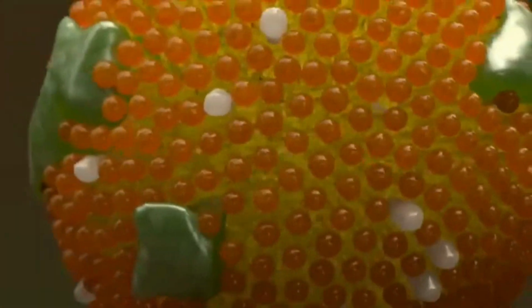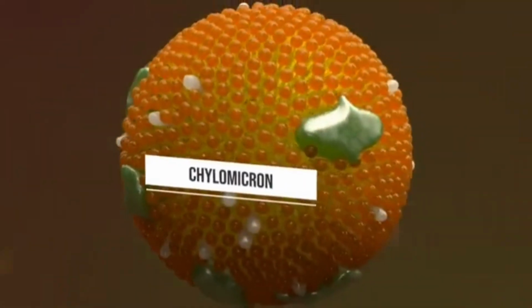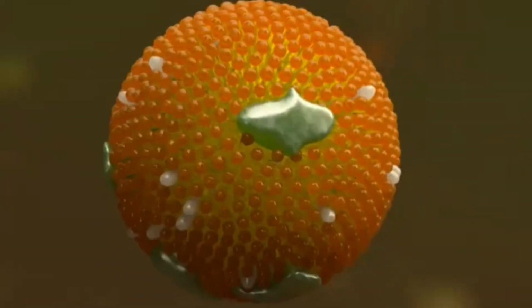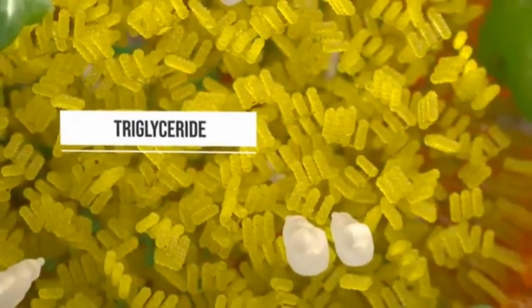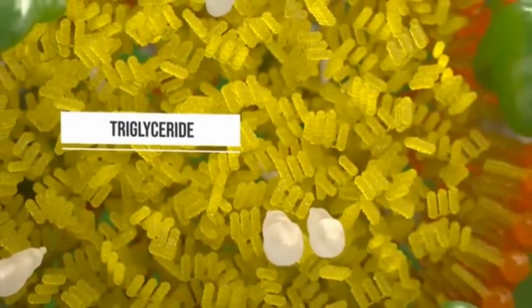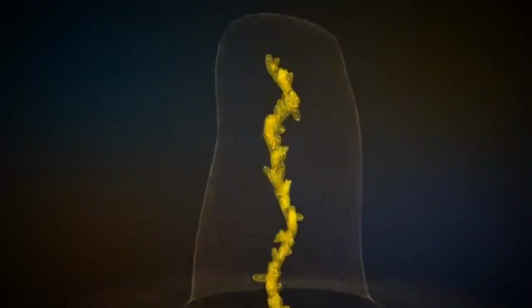Fats are transported by chylomicrons, which are lipoproteins. The triglycerides to be transported are virtually enclosed in the lipoprotein. Chylomicrons and triglycerides are then transported through the lacteal of the villus.